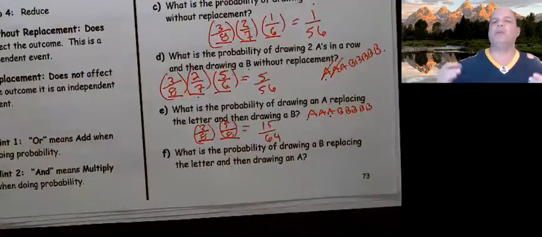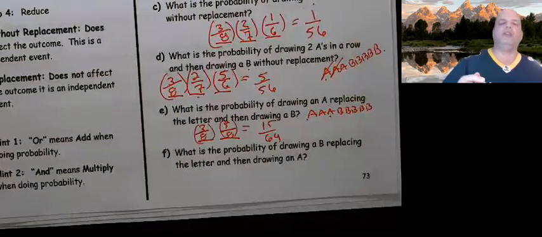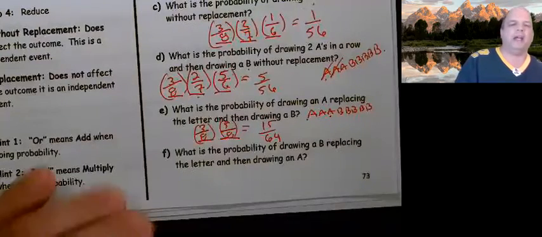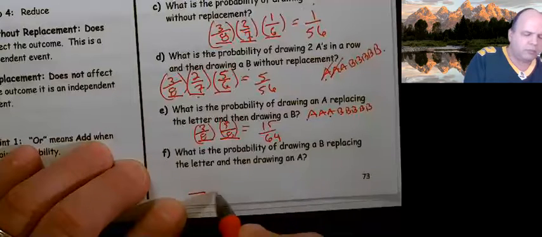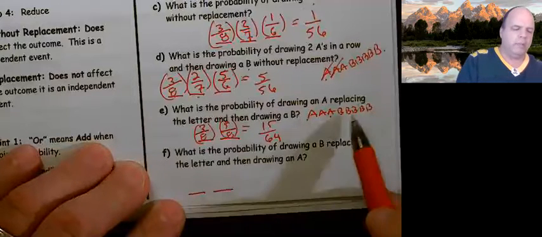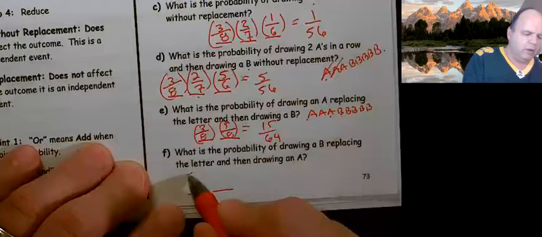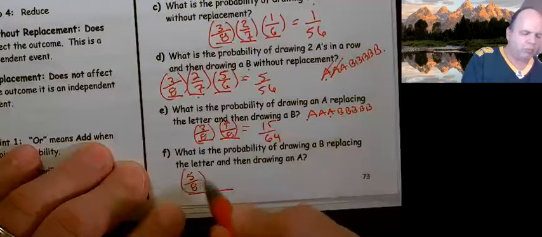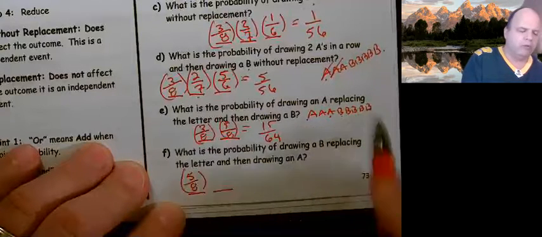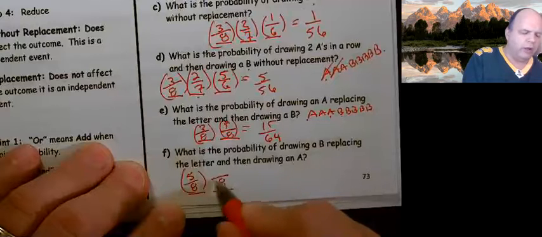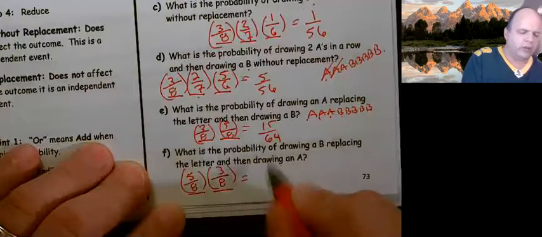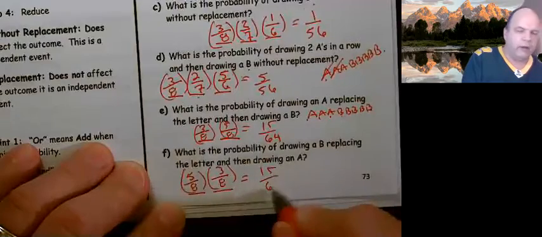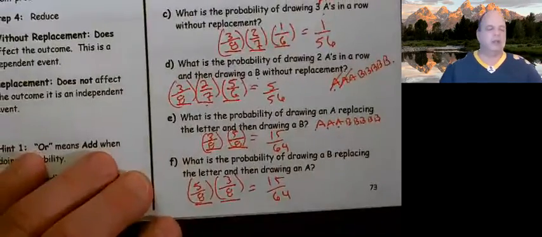Finally, what's the probability of drawing a B, replacing the letter, and then drawing an A? Well, once again, we're doing 2. And the B is 5 out of 8. I put it back, so I still have all 8 letters. And of those 8, 3 are A's. So it turns out that E and F have exactly the same number, the same answer.